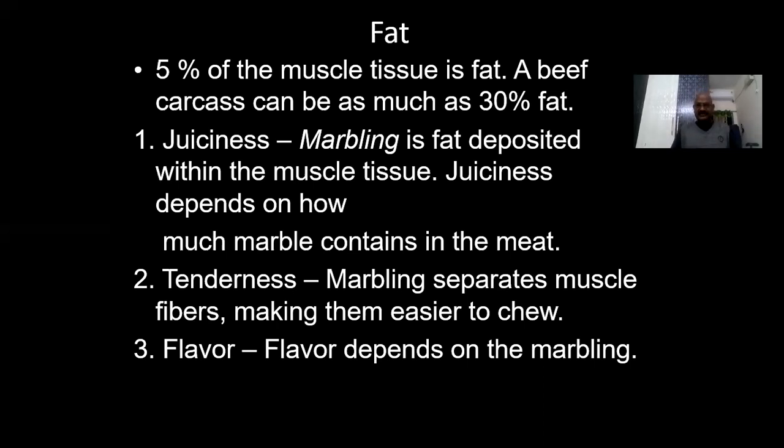Juiciness: marbling is fat deposited within the muscle tissues, and juiciness depends on how much marbling the meat contains. Okay, so the marbling of your meat, the juices, the tenderness, all these depend on your type of meat.